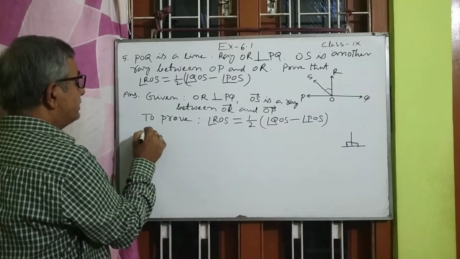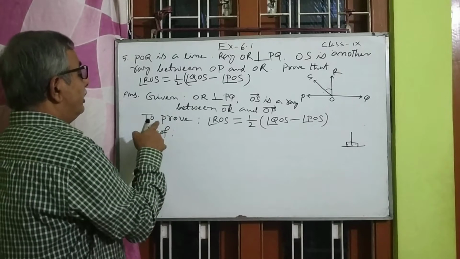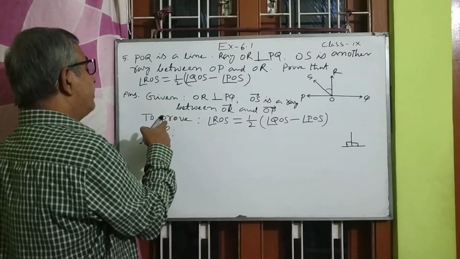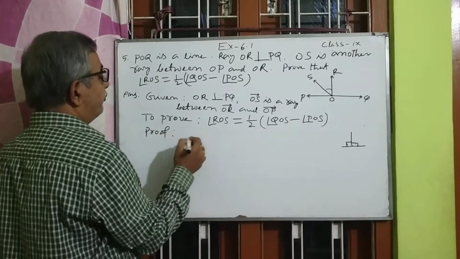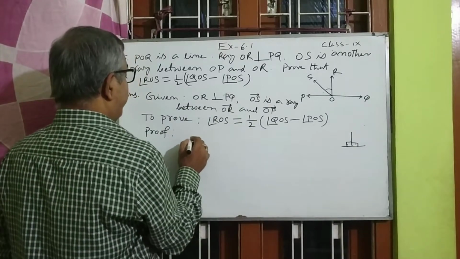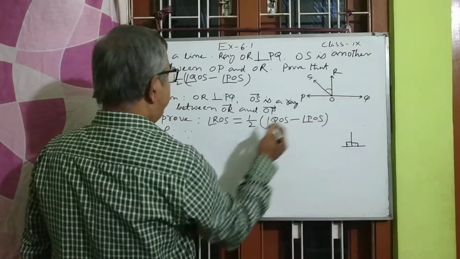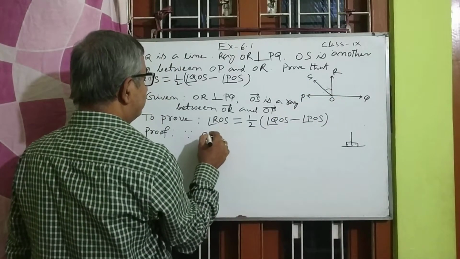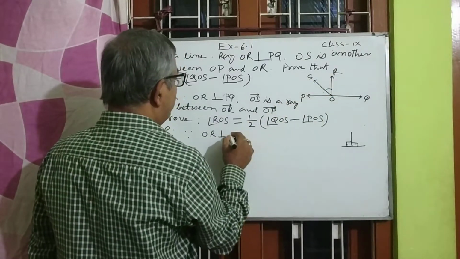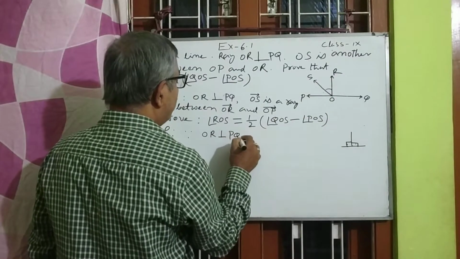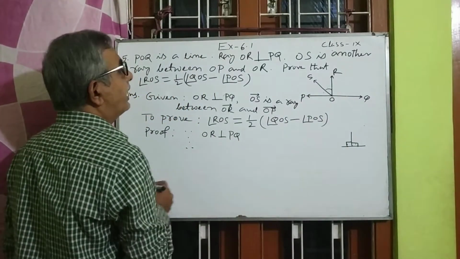Now we are going to start the proof. Don't be confused. This is "to prove", here you see the spelling PROVE, and here we are writing what? Proof. PROOF. Listen. Since OR is perpendicular to PQ, OR is perpendicular to PQ. Therefore, what happens we understand.